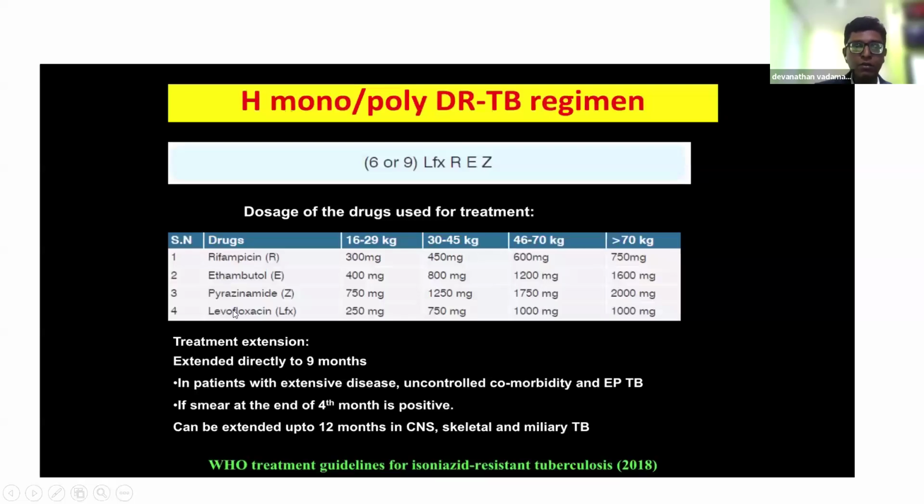Isoniazid is resistant, so we replace it with levofloxacin. This is known as the isoniazid monoresistant regimen. It's usually given for 6 months. If the sputum smear at the end of 4 months is positive, they might extend it to 9 months. But remember, it's a 6 months regimen. If isoniazid is resistant, you replace it with levofloxacin. Simple regimen, given according to weight band.